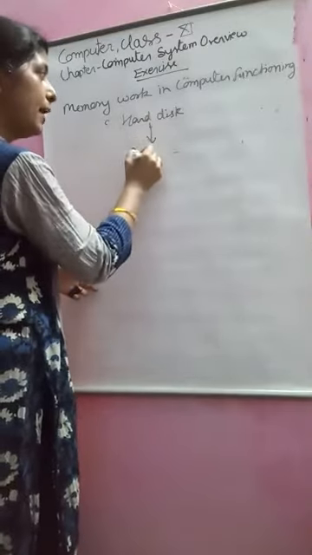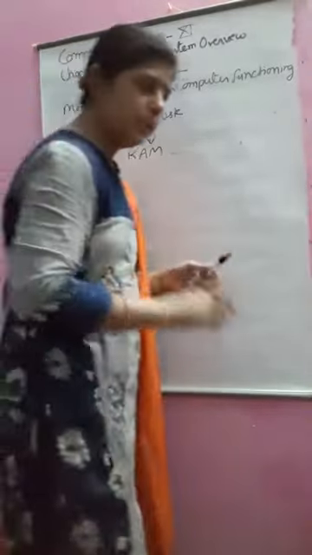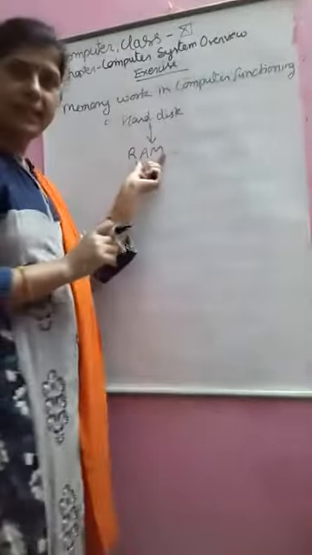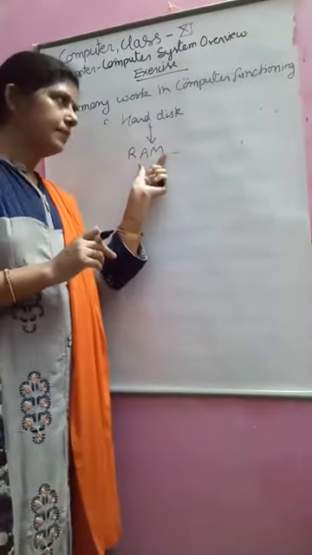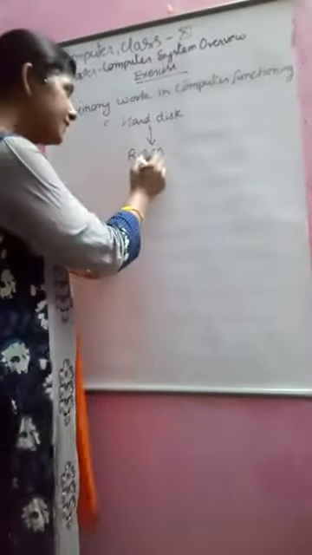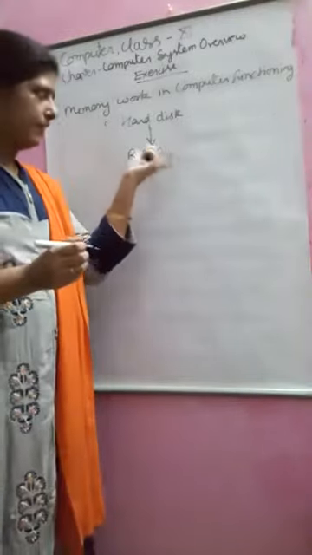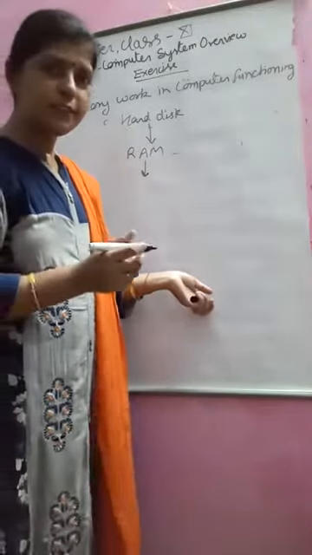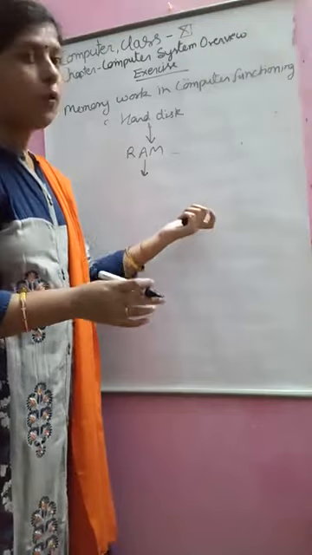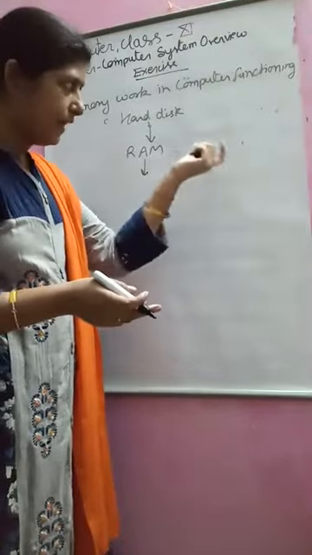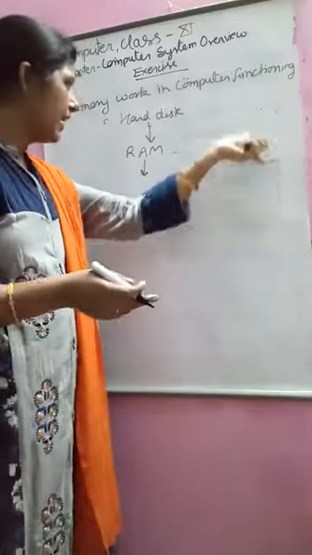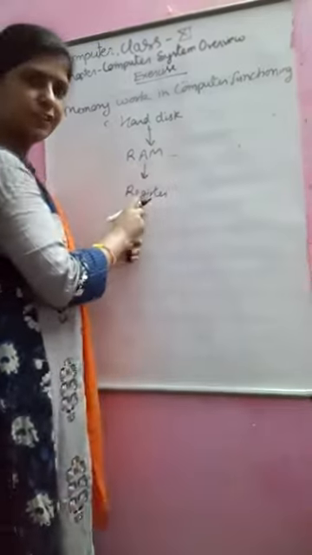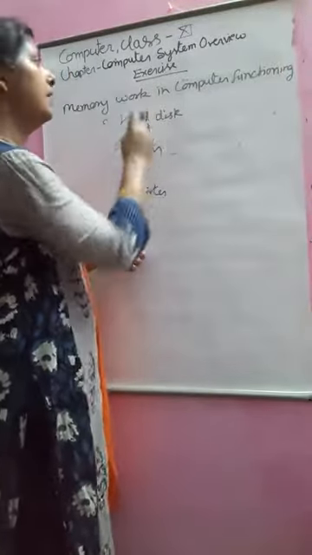First it comes to the RAM. Then only you can execute the program. From RAM, at the time of executing, MS Word has a lot of lines. All the lines will not execute all together, but one by one. So when a single line is executing, this line will come to the register. That is the functioning of the memory. That is the work of the memory.